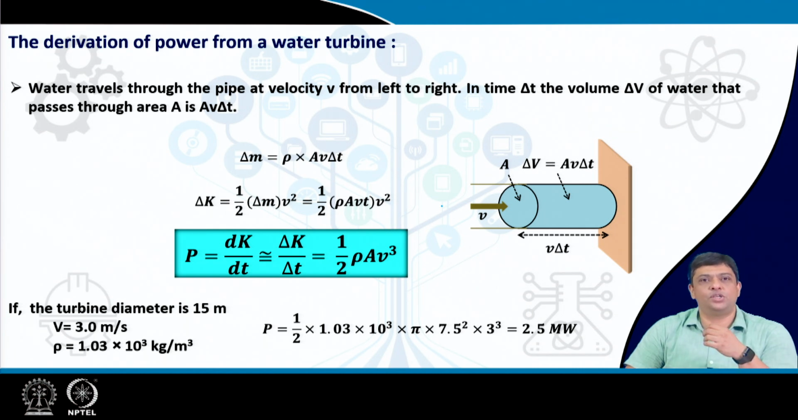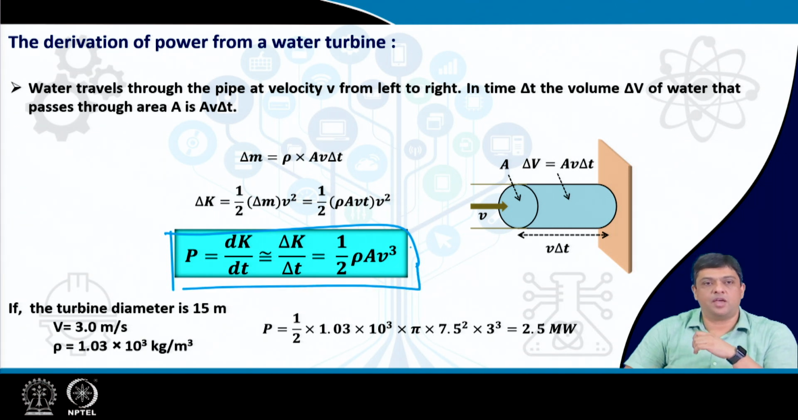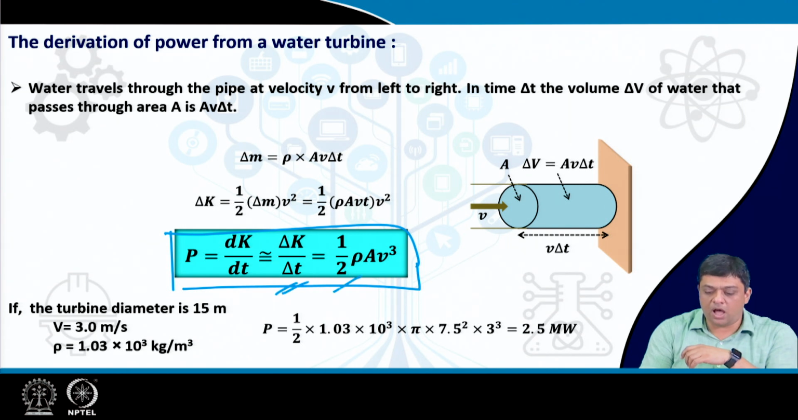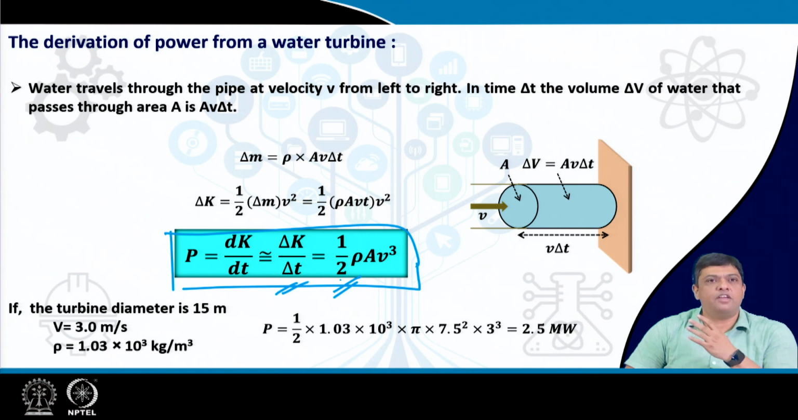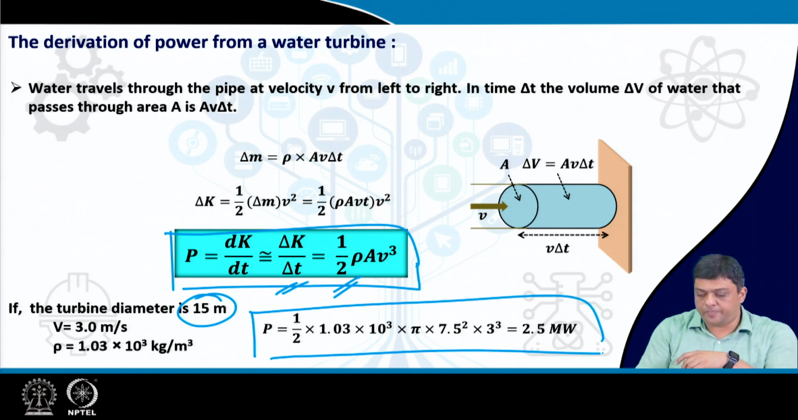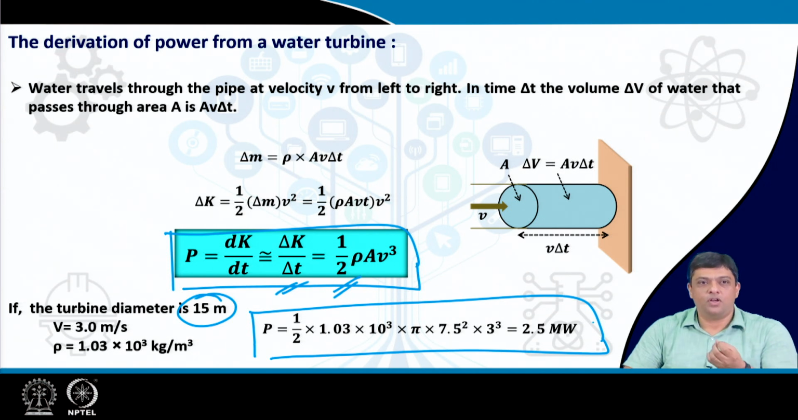So, using similar conditions, you will find that the power in this case would be given as delta K by delta T, that is equal to half rho A V cube. If you make a simple calculation and keep things ideal, let us say you have a turbine which has a diameter of 15 meters, the value of V is 3 meters per second, and the density of water which you are considering is 1.03 into 10 raised to 3 kg per meter cube, then you can extract nearly 2.5 megawatt. So, although it looked very simple, the amount of power that can be extracted is quite high, and therefore, the strategy is quite useful in various places.